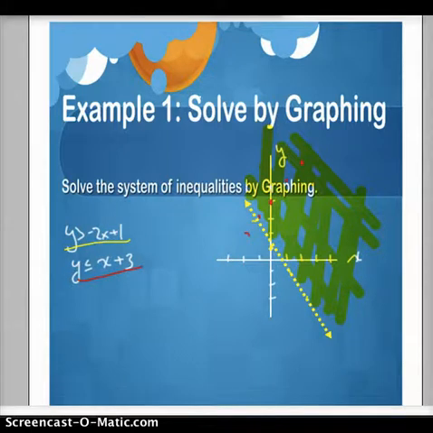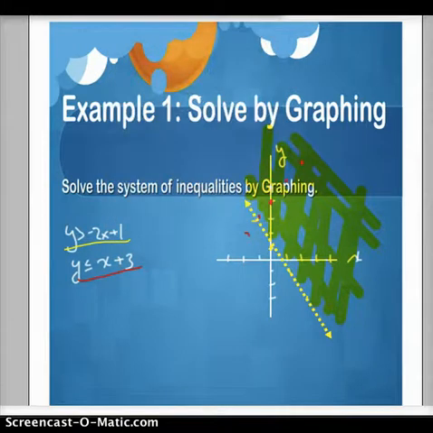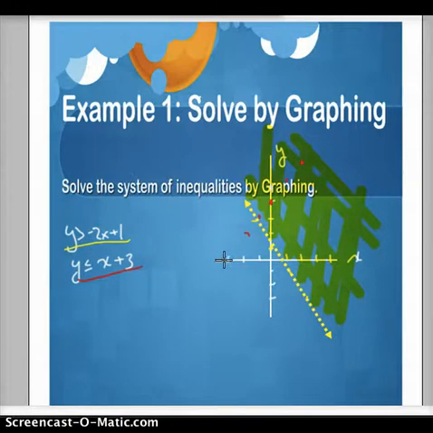Notice this time it's going to be a solid line. So when I do my graph, I'm going to make sure that it's a beautiful red solid line. I'm just having a little trouble getting the right color. Okay, there we go. Got that nice red line.